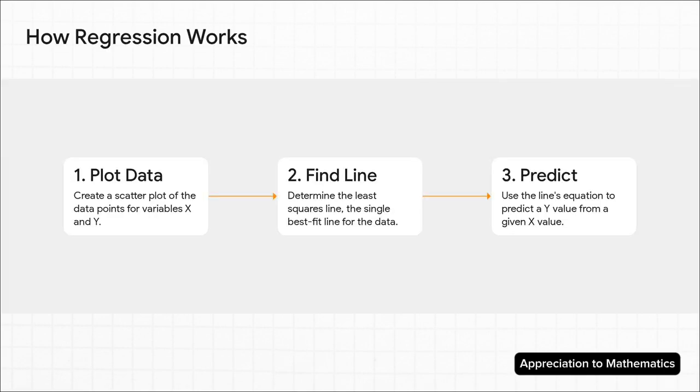Honestly, it's pretty straightforward. First, you just plot all your data points on a graph. Then some cool math happens to find the one single straight line that gets as close as possible to all those points. We call that the best fit line. And once you have that line, you can use it to make your predictions.